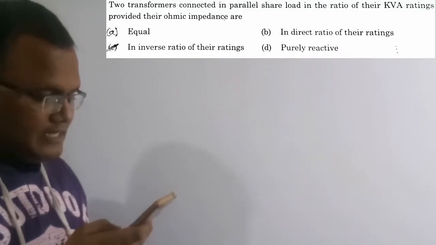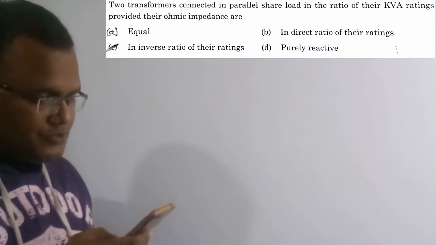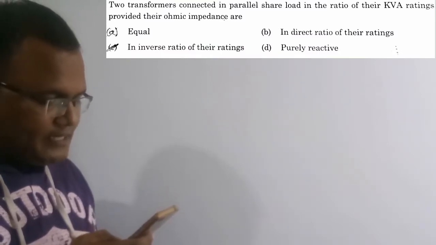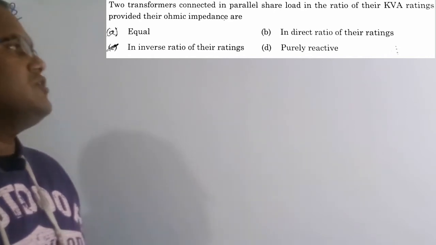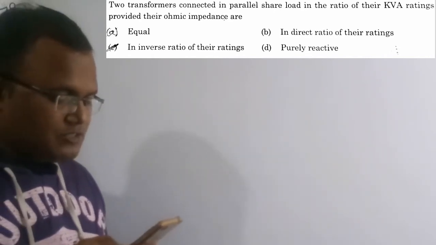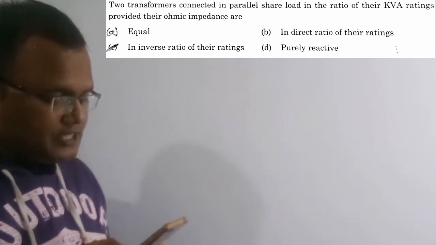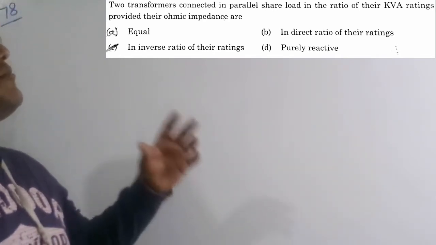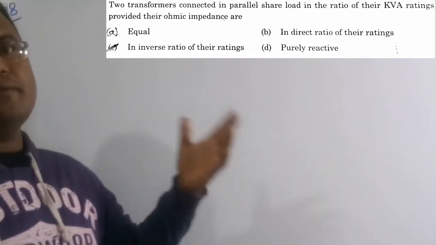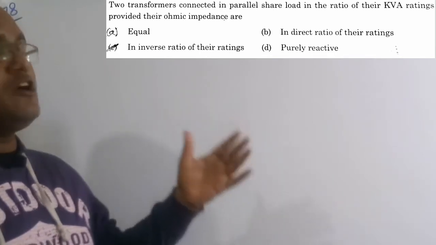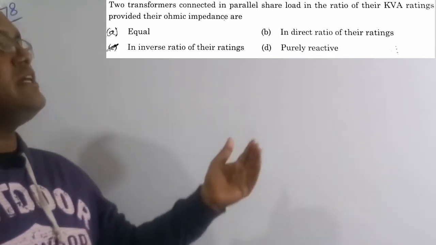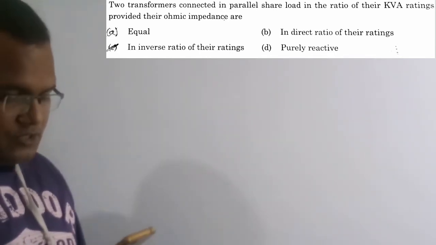Two transformers connected in parallel share load in the ratio of their kVA ratings provided their ohmic impedances are... So out of these options, option C is the correct solution of this question, which is inverse ratio of the ratings. Means the transformers are going to share the load in proportion to the kVA ratings, or we can say these are inversely proportional to their impedances. So now we'll solve this question.